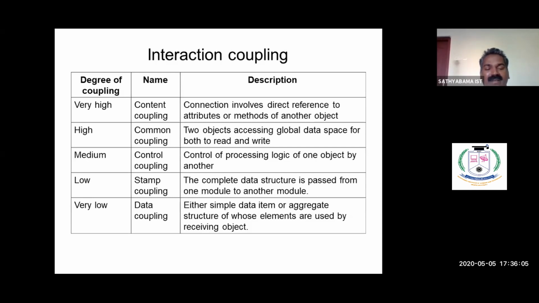The next one is data coupling. Data coupling works the same way as stamp coupling, but only part of the full data structure is passed to the other object to make use of. So this is data coupling. The degree of coupling is very low. Here, in the sense of good software, low coupling is required.